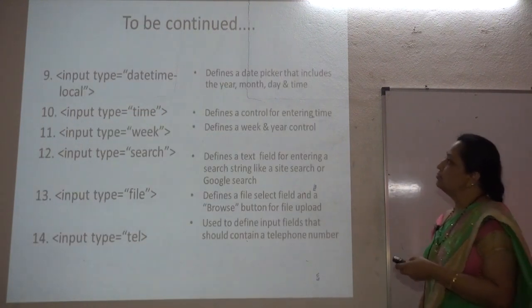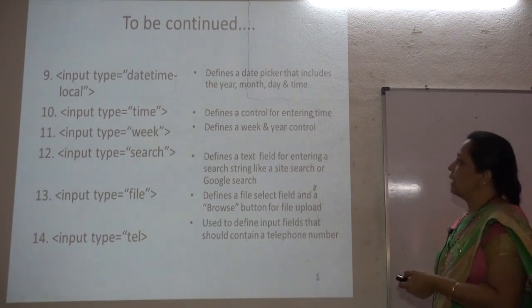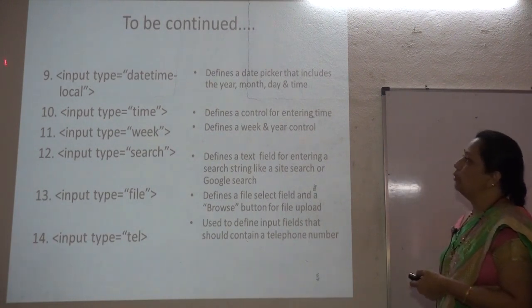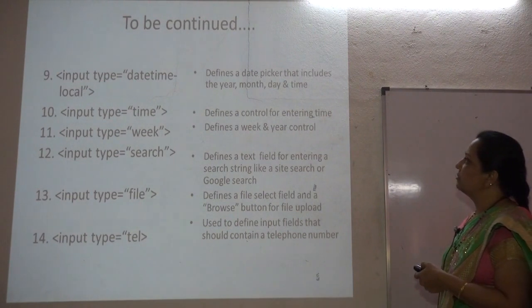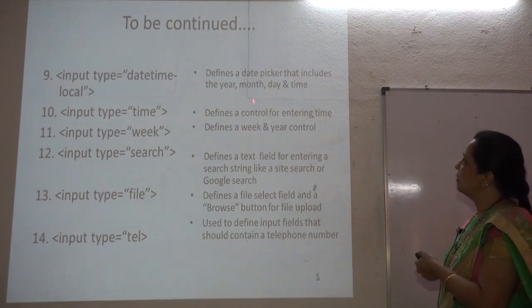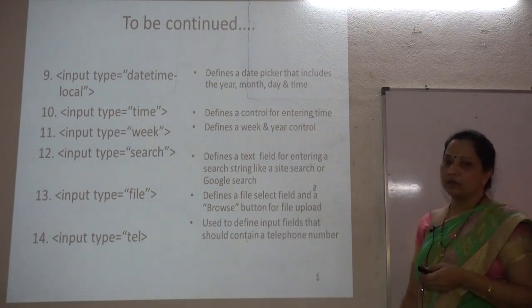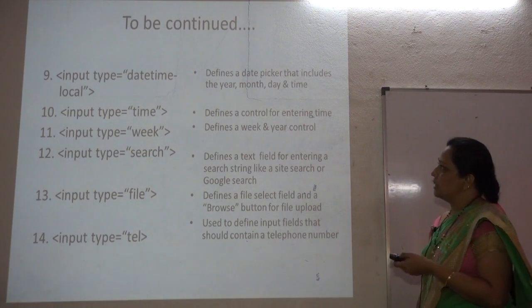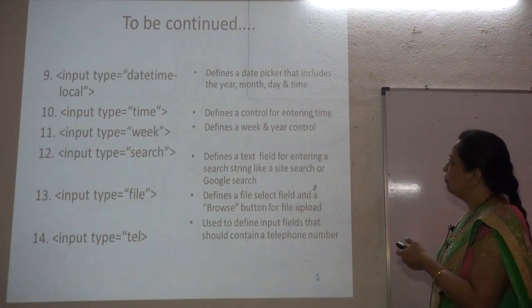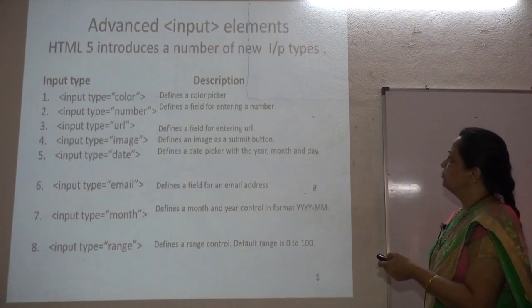Next is input type equal to datetime-local. What is the meaning of this datetime-local? Here it is given in the description: it defines a date picker that includes the year, month, day and time. In Word we have a format of such a type, so in HTML now it is included in this type only.